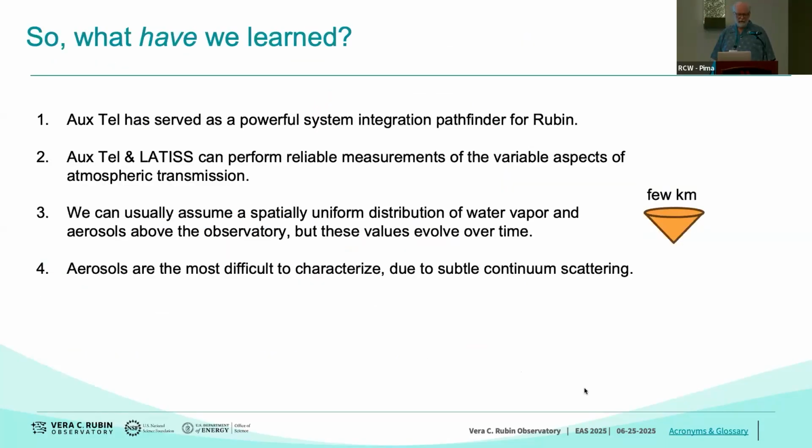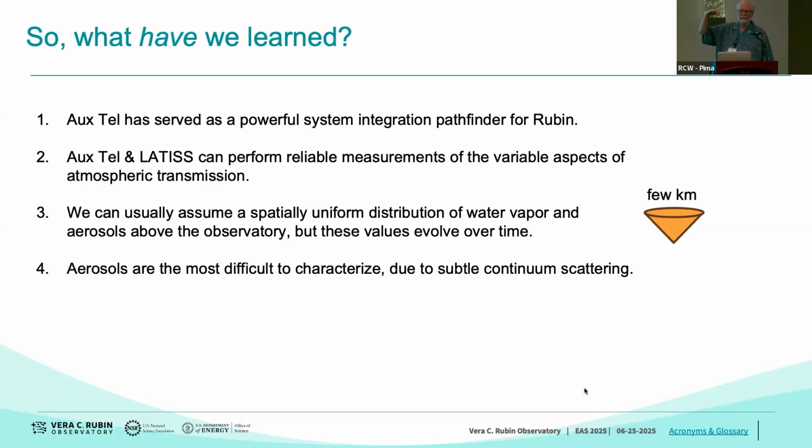So my summary of what we've learned here is, number one, Auxtel's been a really good system integration pathfinder for the whole project. The combination of the telescope and the instrument, I'm going to say, can perform reliable measurements of the variable and important aspects of atmospheric transmission. We can usually assume a spatially uniform distribution of water vapor and aerosols over the observatory, but that it varies over time. So why is that?